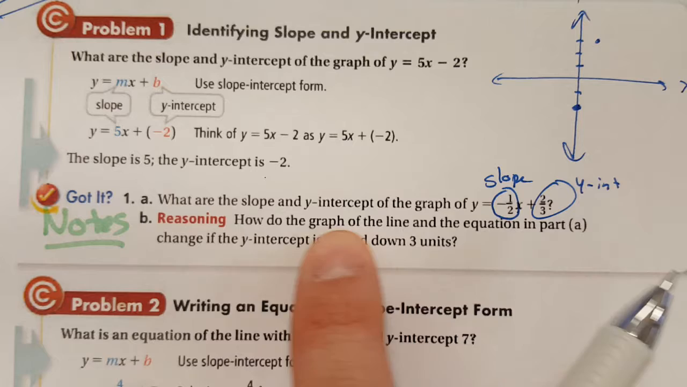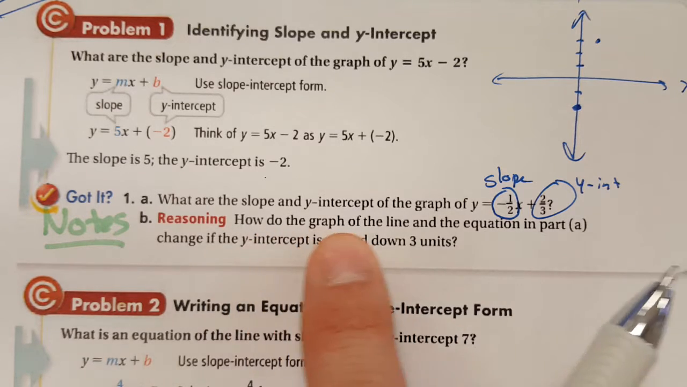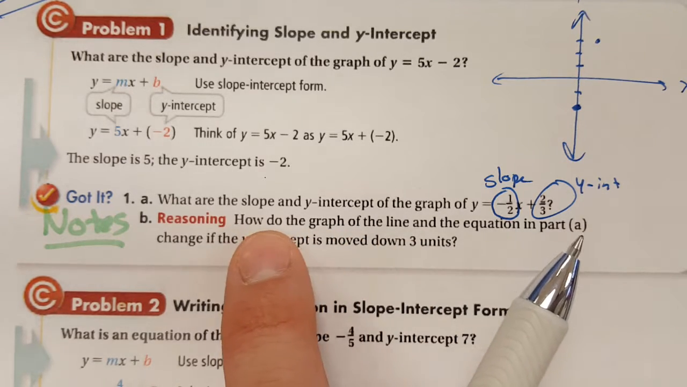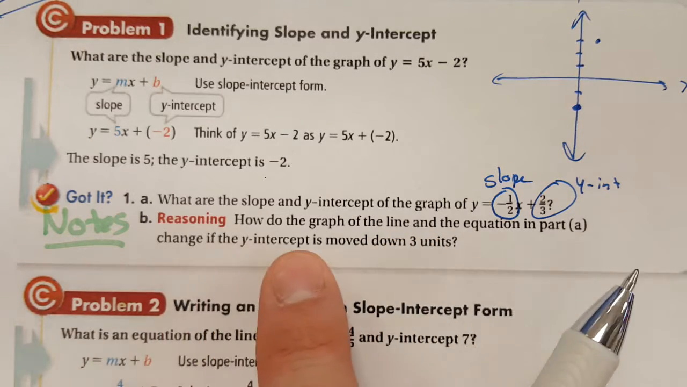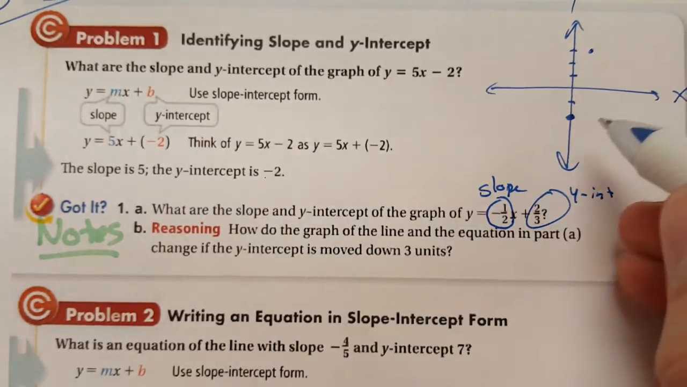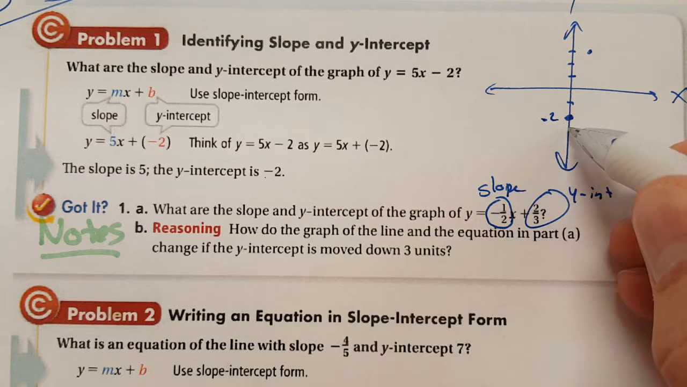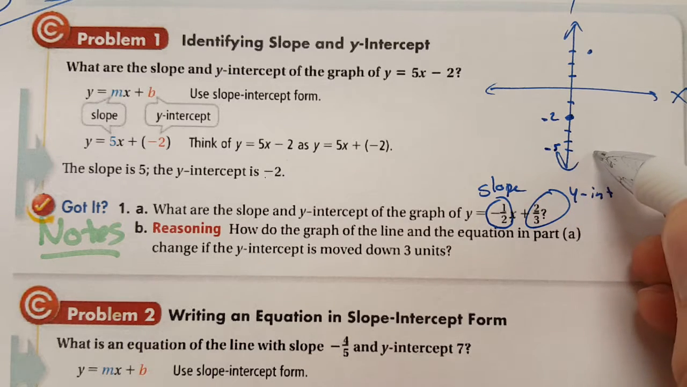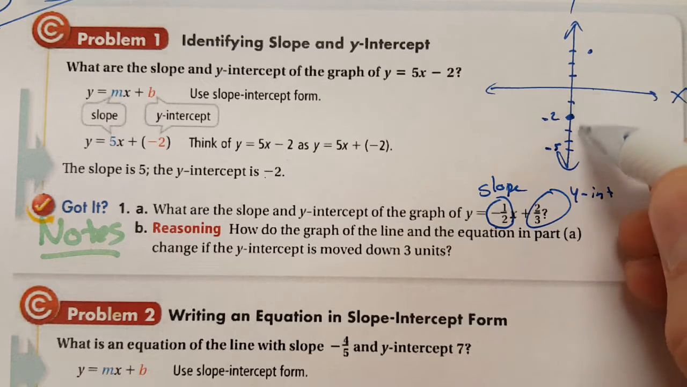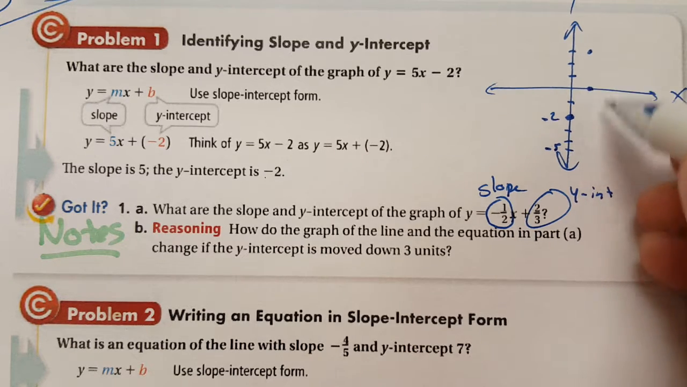How does the graph of the line and the equation in part A change if the y-intercept is moved down 3 units? Oh, so instead of at negative 2, you want to move down 3 units, 1, 2, 3. That'd be at negative 5. You still go 1 to the right, change in the height. So now this next coordinate point would also move down 3. So over 1, up 5, right there.